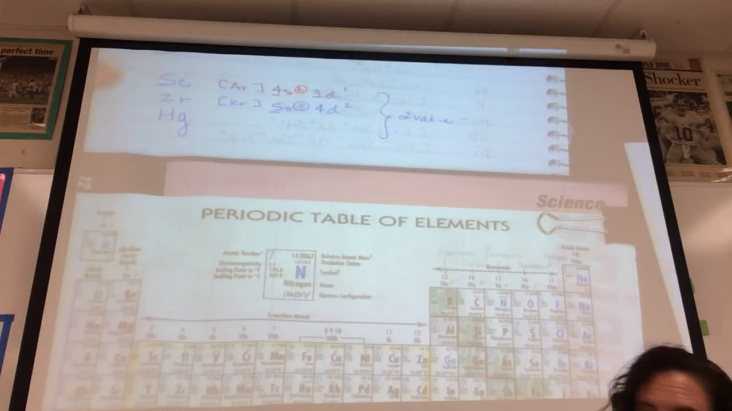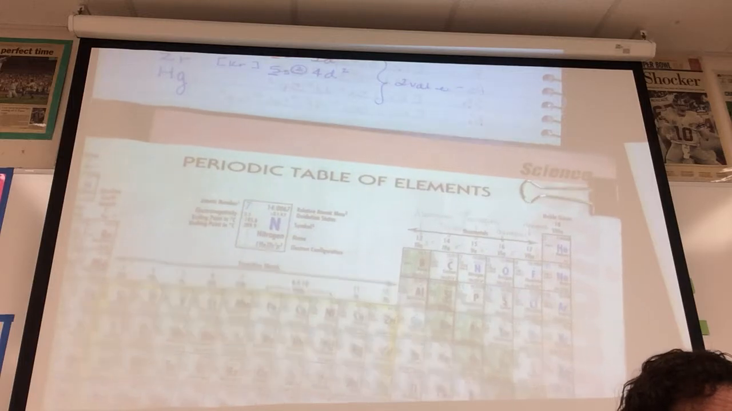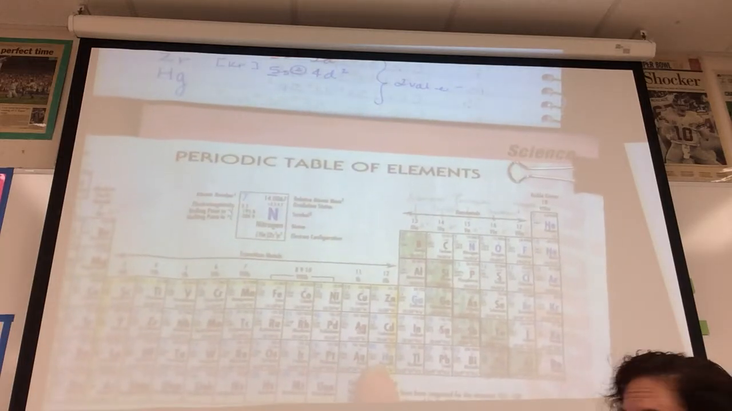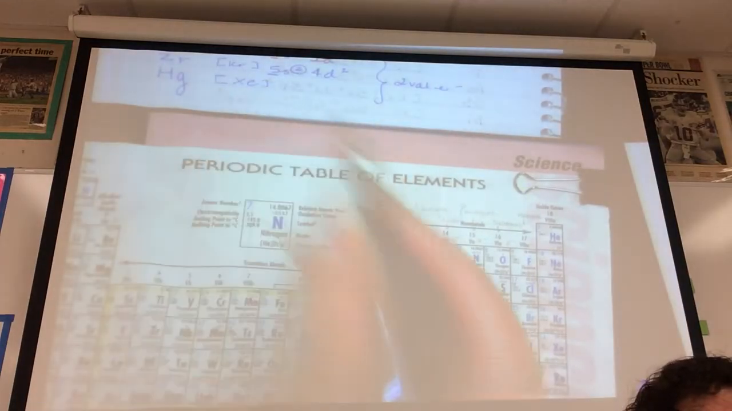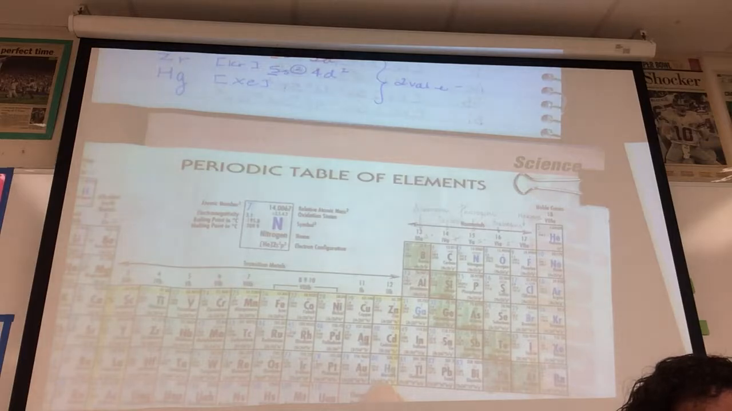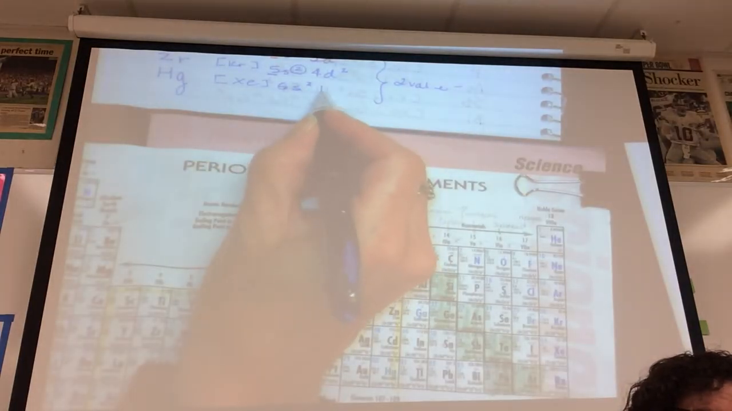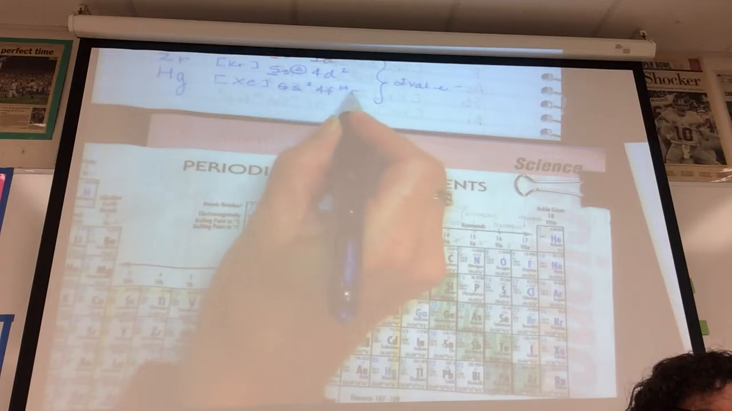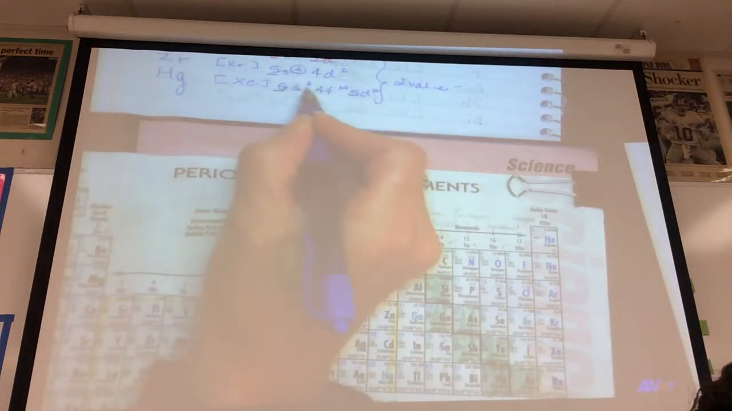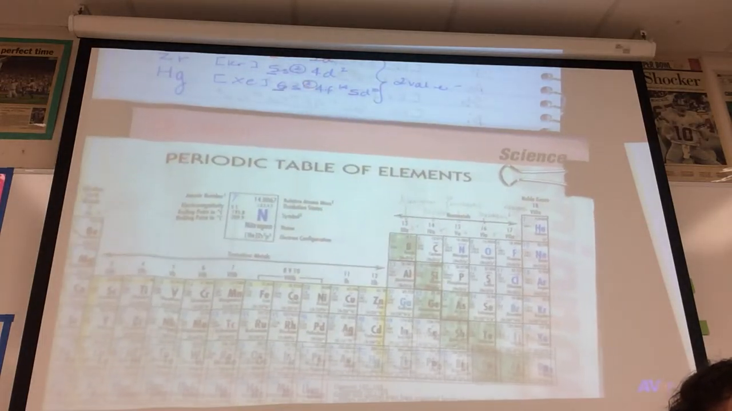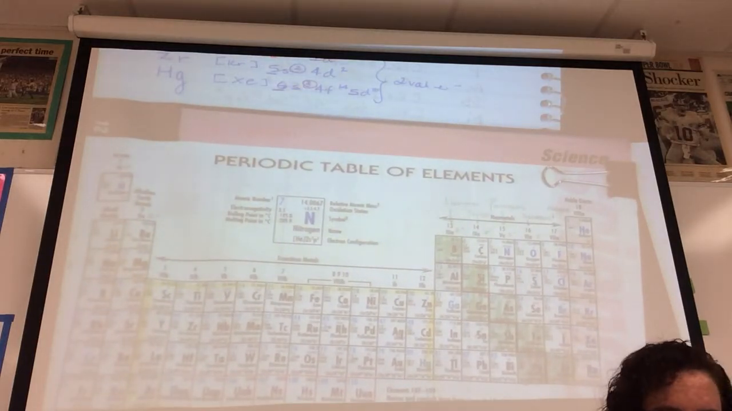How would we do mercury? Mercury's right here. We go all the way across, up one is xenon. Mercury is in the sixth period: 6s2, 4f14, 5d10. And again, highest value of n. Typically, your transition elements have 2 valence electrons. There are a few exceptions to this rule.